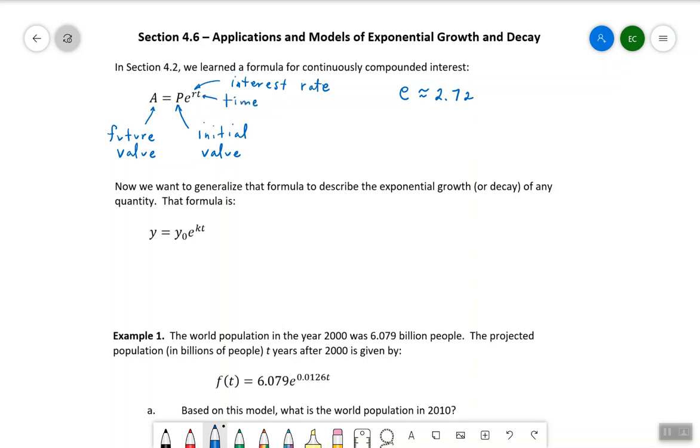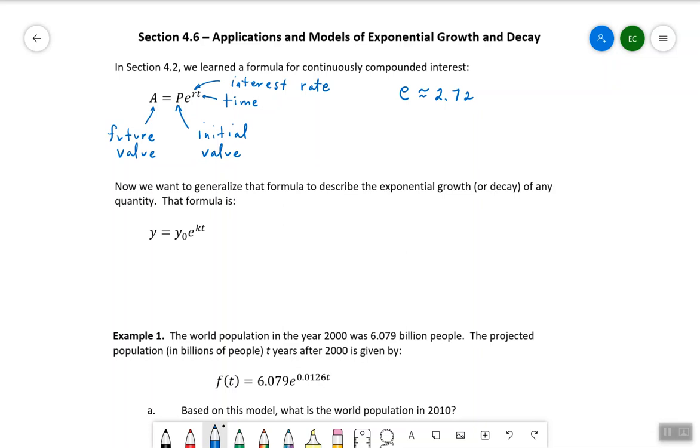All we want to do now is generalize just a little bit to say that this formula is good for more than just money. In particular, exponential growth is good for describing the growth of a population, and we'll see that. It's also good for describing decay, or a decreasing population, or another example would be radioactive decay and carbon-14 dating, and we'll see that example later in the section.